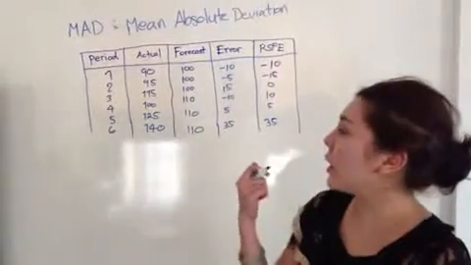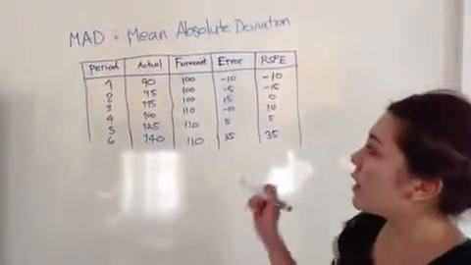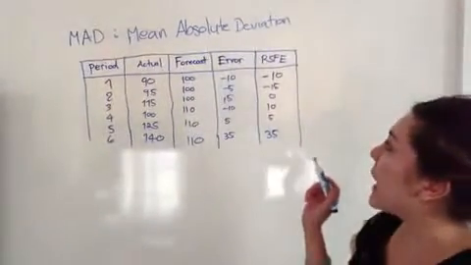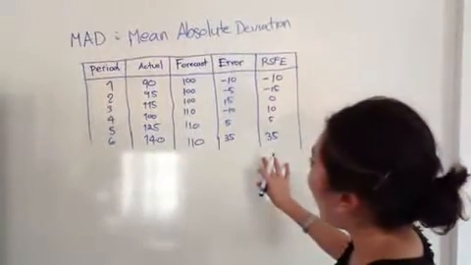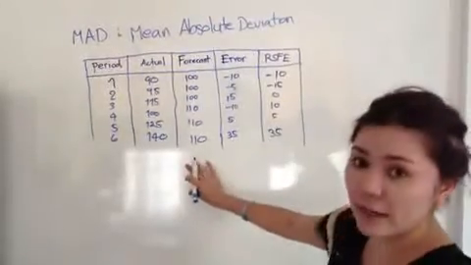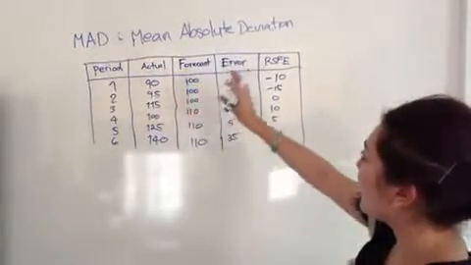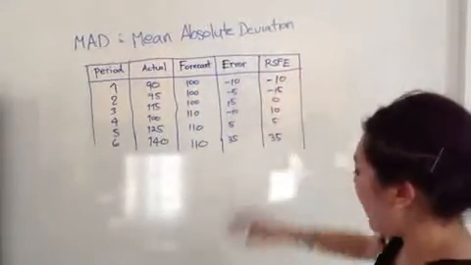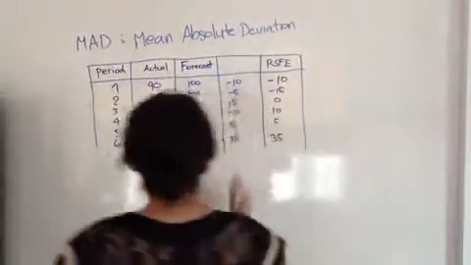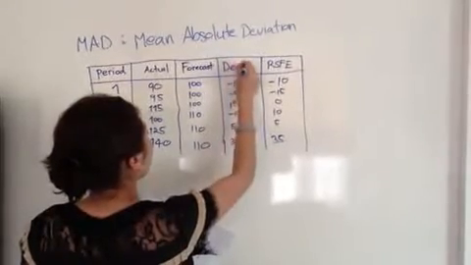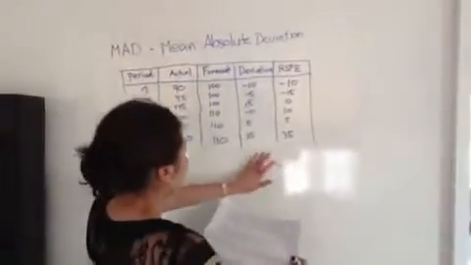Okay, now we are going on to present the second method to measure the accuracy. The second method is called MAD, which stands for mean absolute deviation. As you can see in the table above, I will use the same table as the MSE, the previous one, which will have the same numbers for the period, actual, forecast, error, and RSFE, but I will change the name here from error to deviation. Okay, now we have our RSFE, deviation, everything.